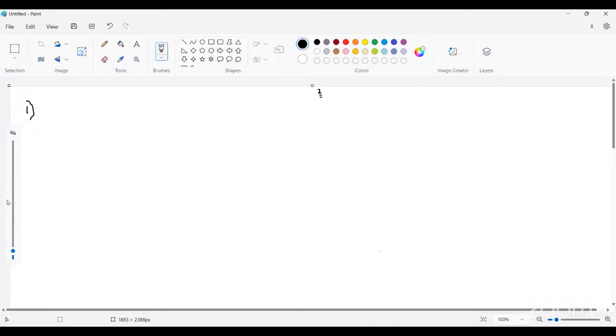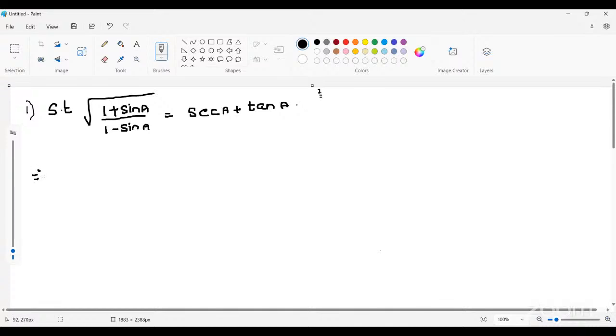The first sum that we are going to do today is show that root of 1 plus sin A by 1 minus sin A equals secant A plus tan A. So we have root of 1 plus sin A by 1 minus sin A, and we should prove it as secant A plus tan A. In the last class itself, we saw that when such a sum comes, we should multiply and divide by the denominator with a different sign.